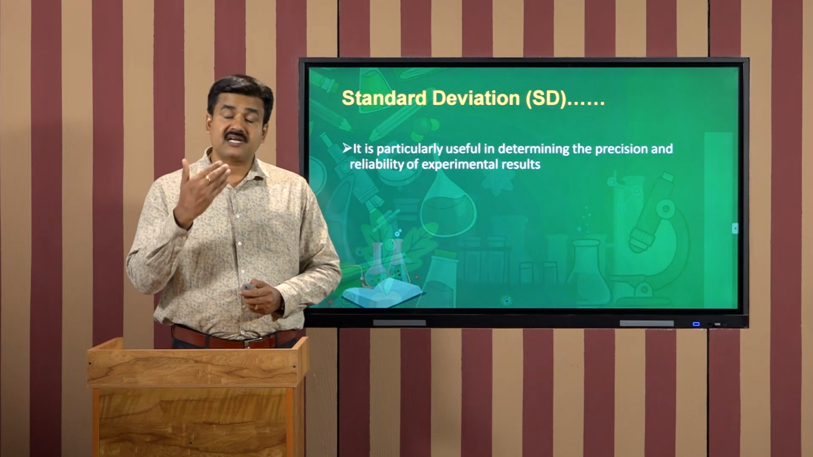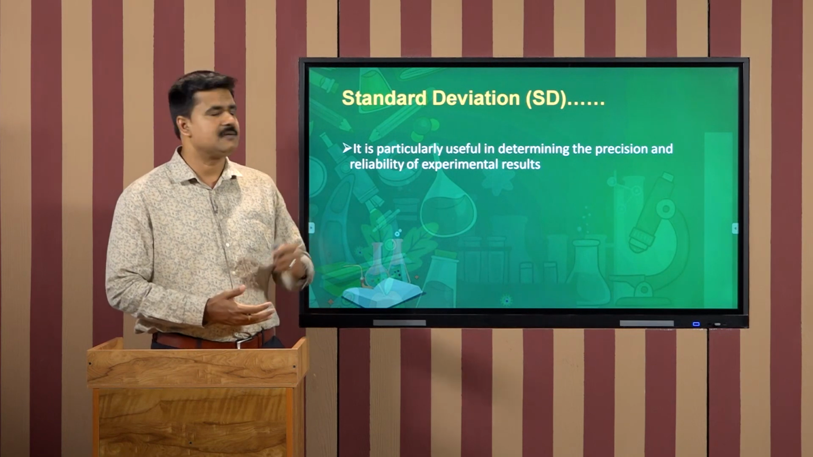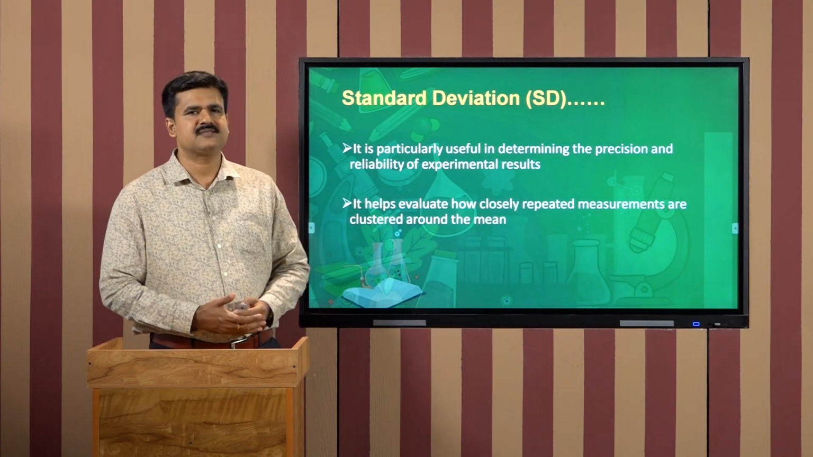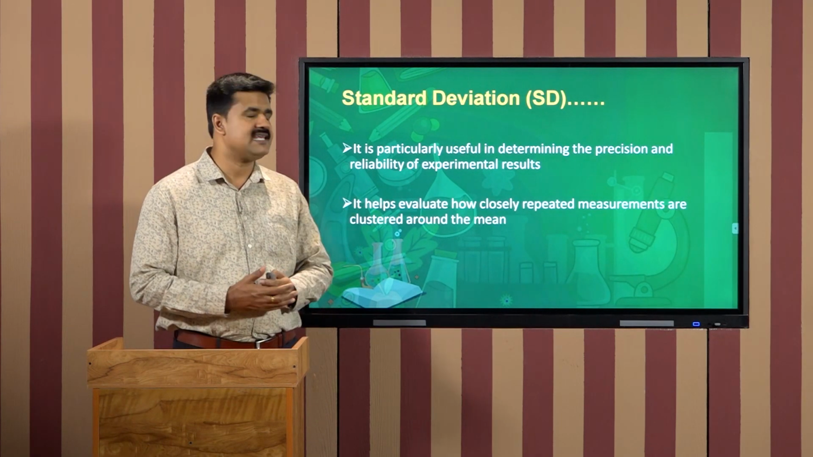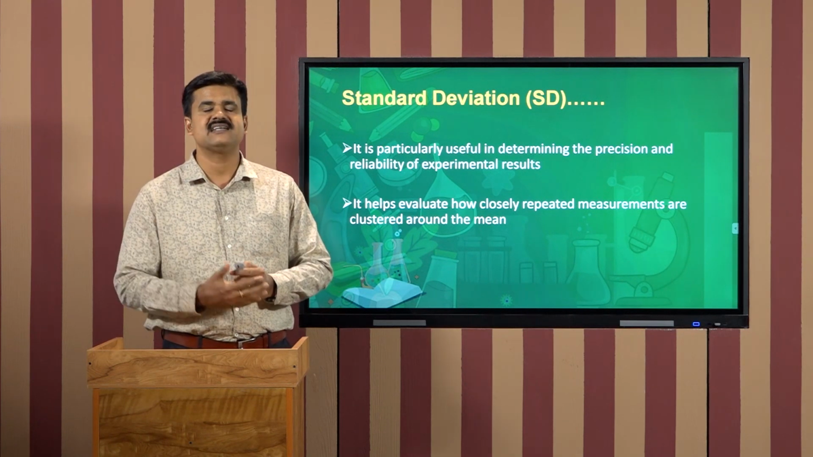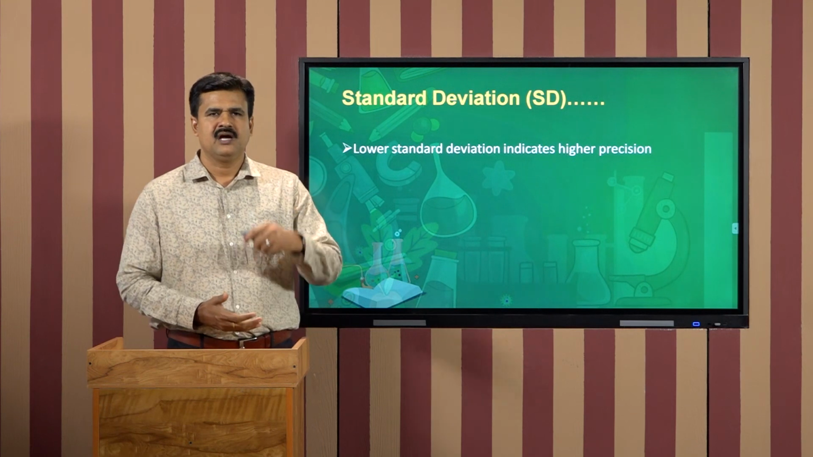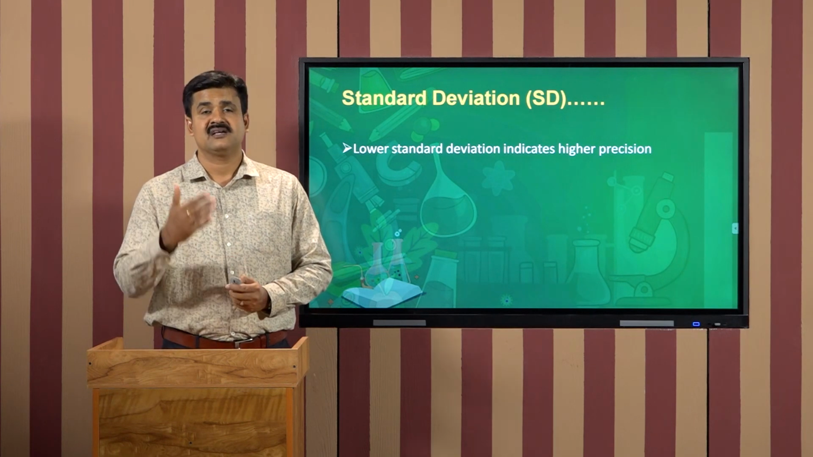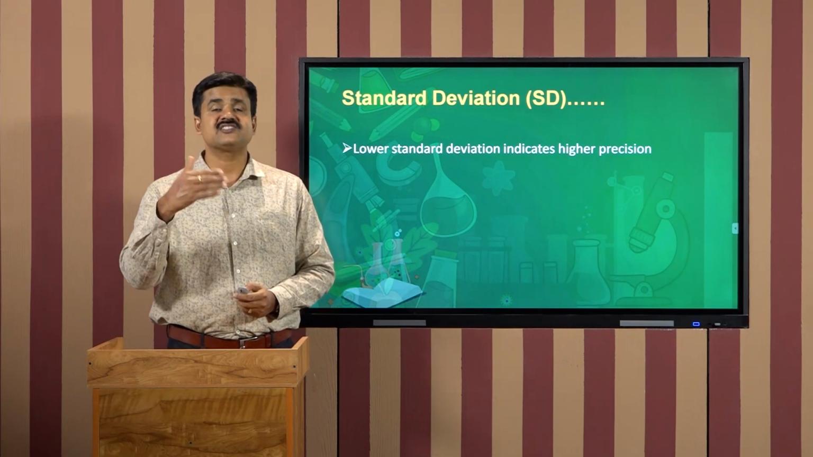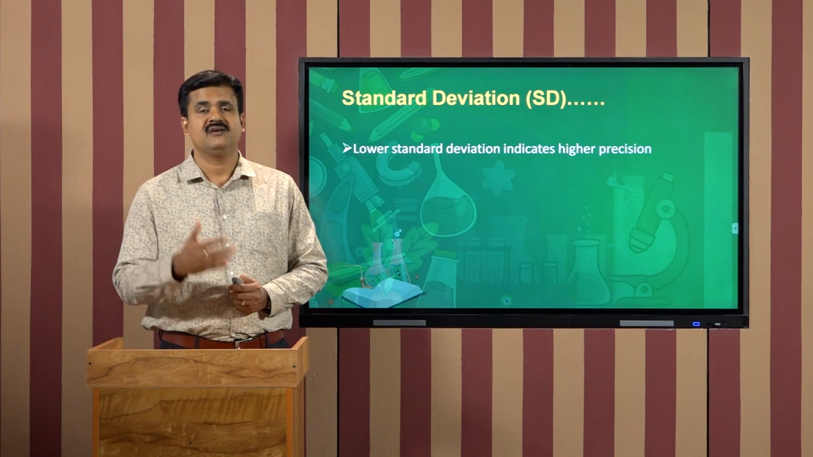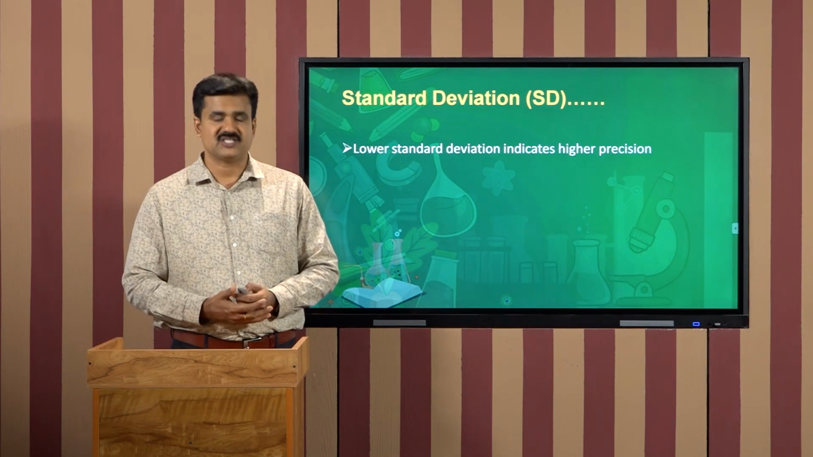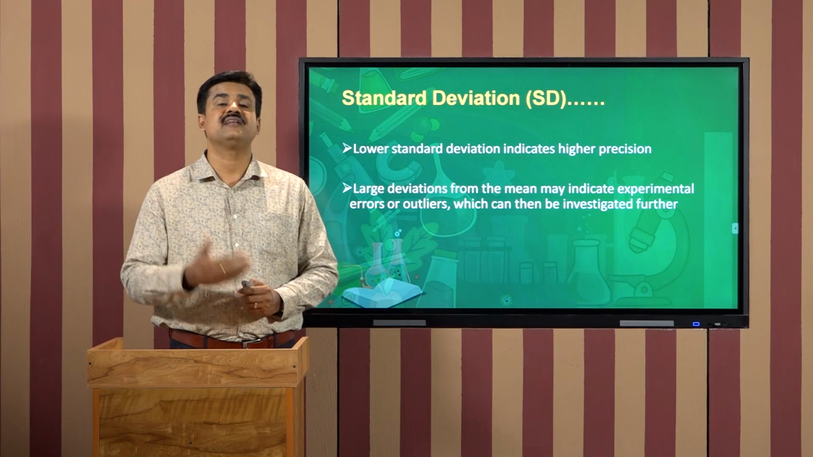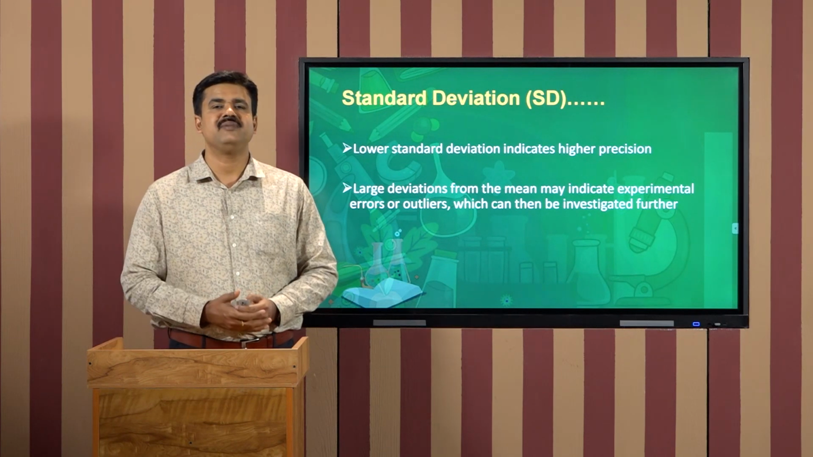Standard deviation is particularly useful in determining the precision and reliability of experimental results. It helps to evaluate how closely repeated measurements are clustered around the mean. Lower standard deviation indicates higher precision. You are familiar with the concept of accuracy and precision. Precision represents repeatability of results in repeated measurements. Large deviation from the mean may indicate experimental errors or outliers, which can then be investigated further.